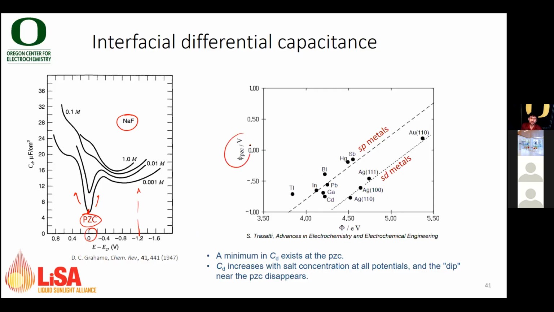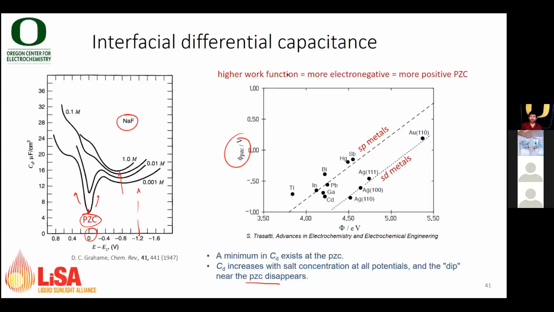Okay, so the potential of zero charge is actually correlated to the work function of the metal for bare metals. That's just because of electrochemical potential equilibration, the net degree of partial charge transfer and polarization that happens when you put an electrolyte next to a metal with different work functions. The capacitance increases with salt concentration. So we see that here, this dip at the PZC disappears. So you actually have to go to very low concentrations to observe this potential of zero charge in capacitance measurements.